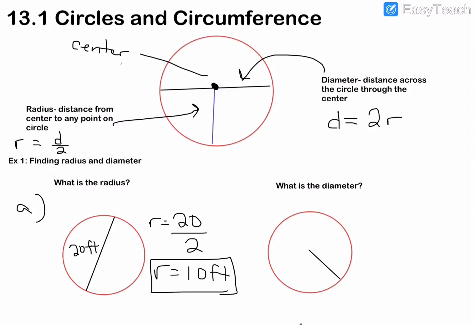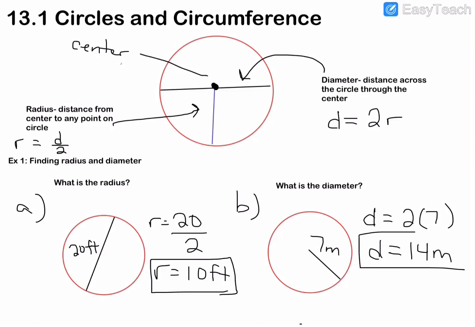And then on the other side, for example B here, this is showing us a radius of 7 meters, and we need to find the diameter. So diameter is 2 times the radius. So the diameter is 14 meters. Any questions? Please write them down.